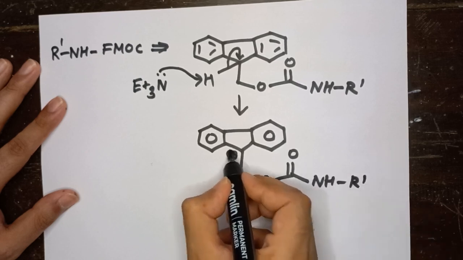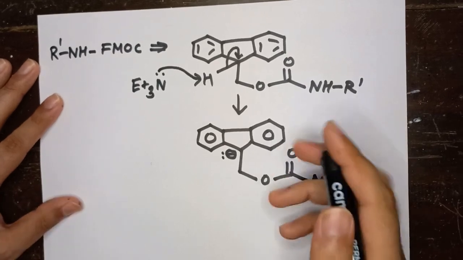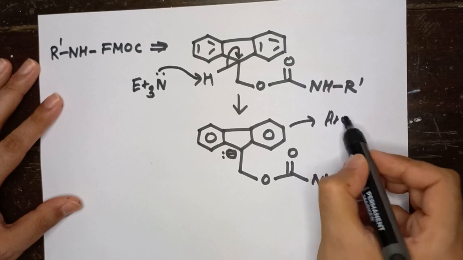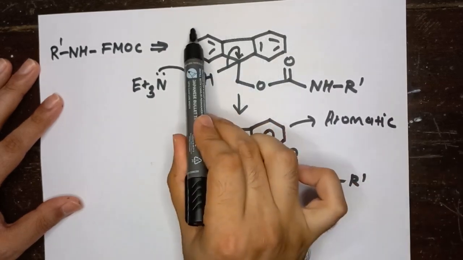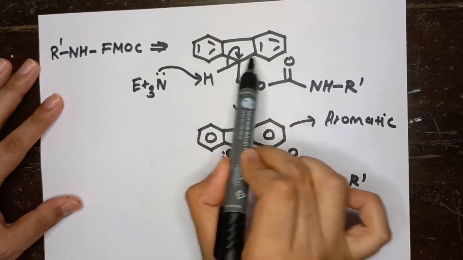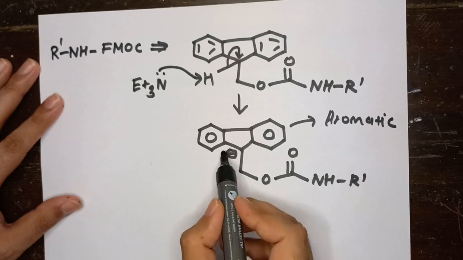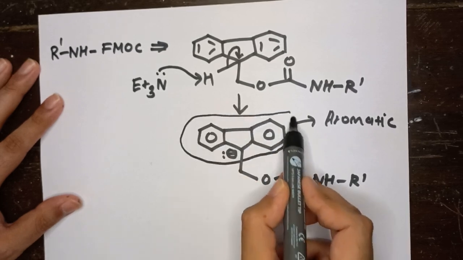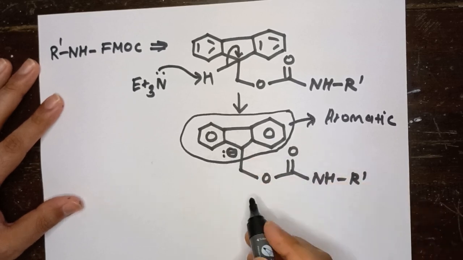So what we have now is a carbanion here, and the reason why this reaction is happening is because we are generating an aromatic ring. Earlier it was a non-aromatic group. We do not have any conjugation in the middle ring, but the moment I generate a carbanion here, this whole system is in conjugation and the system becomes aromatic. That's why this reaction moves forward.